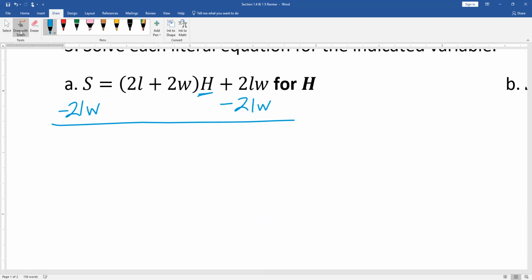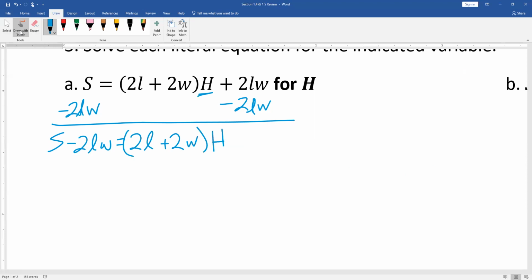And 2lw is in no way a similar term to s. So you have to keep them separated by that subtraction sign. Make it look like an L instead of a 1. Okay. And we're left with 2L plus 2W times H.